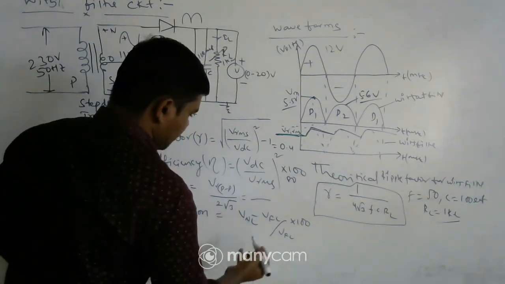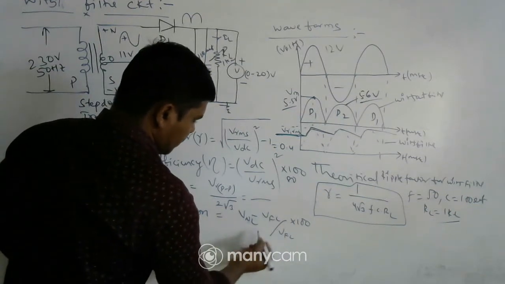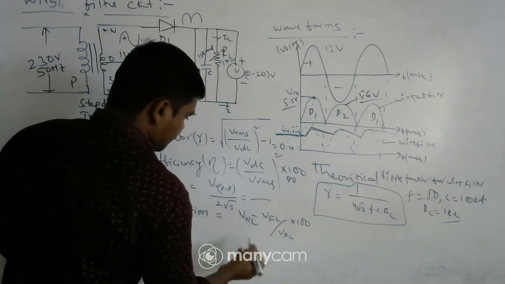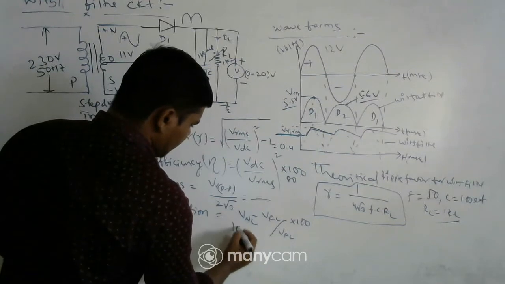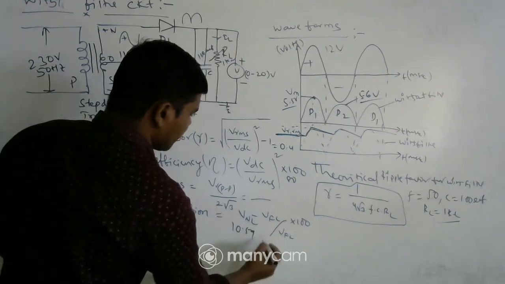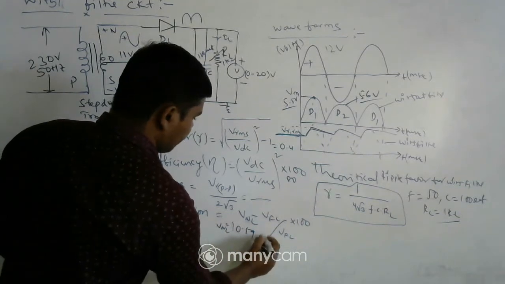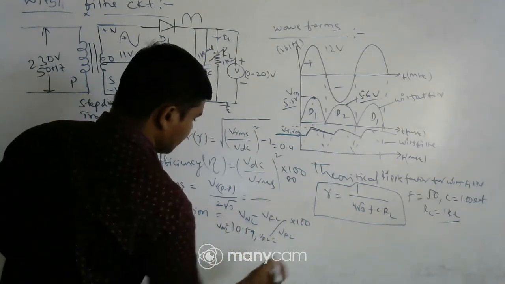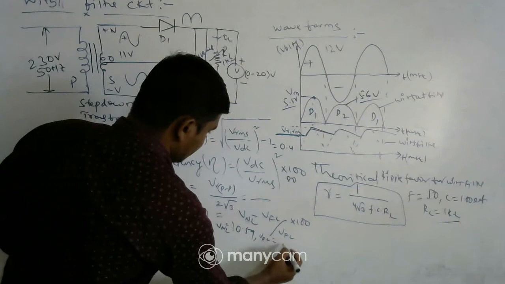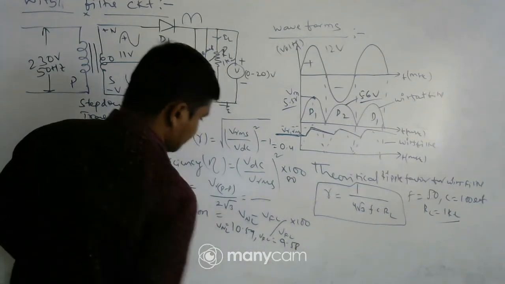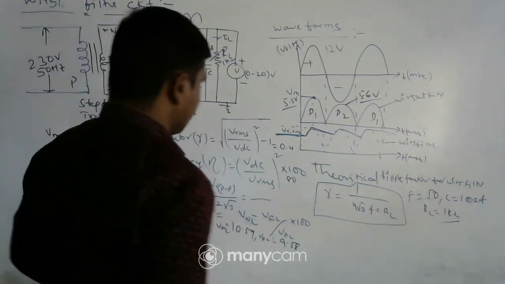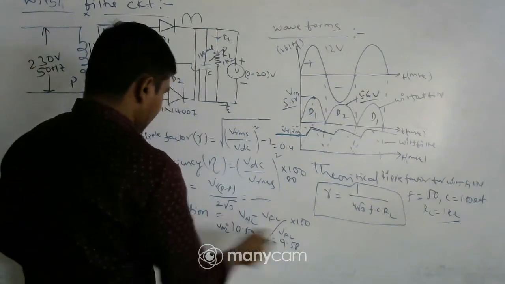For no load you can observe 10.59, and for V full load you can observe 9.58. That is for without filter. You substitute here and you will get the regulation.